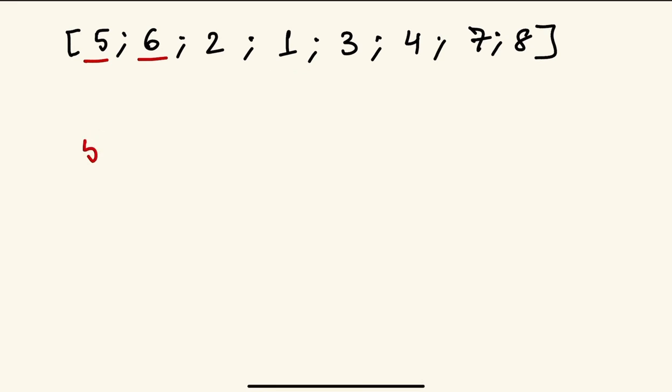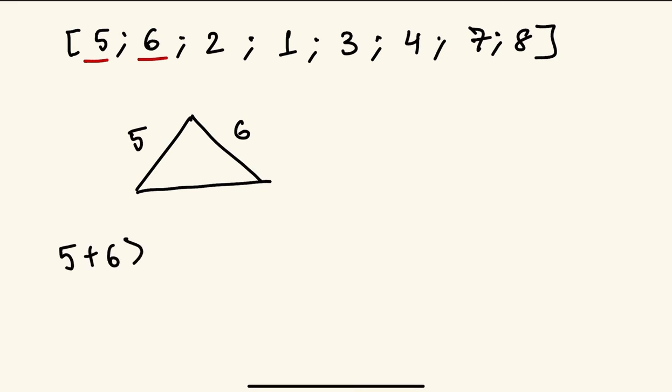Let's draw a triangle here. With sides 5 and 6, if we want to create a triangle, we have to ensure that 5 plus 6 is bigger than C. 5 plus 6 is 11, and 11 is bigger than all of those. So we can say that if we have a triangle with two lengths like 5 and 6, we can choose any other element to be the final edge.